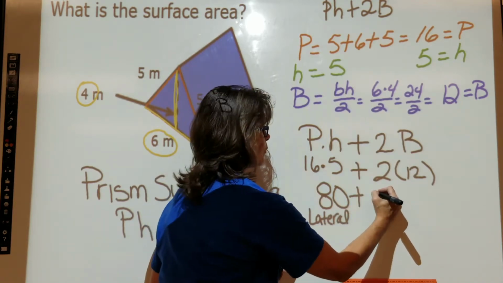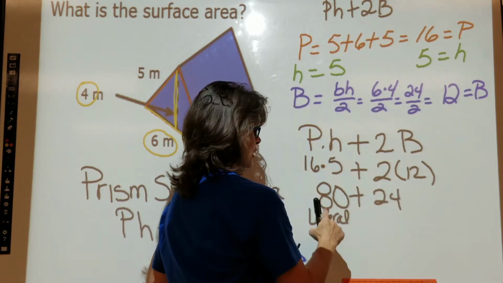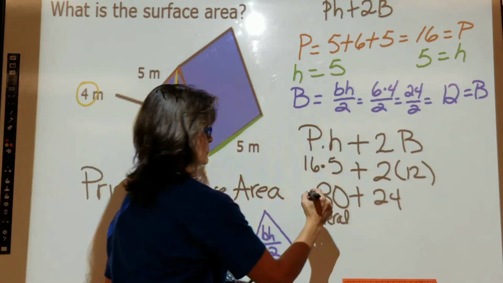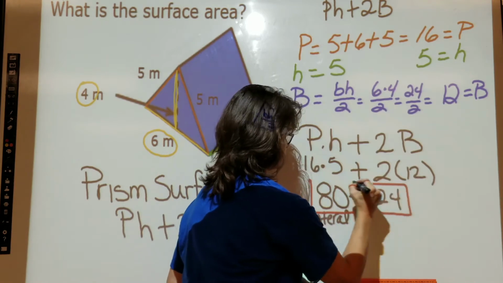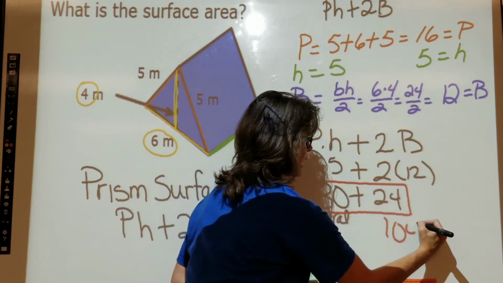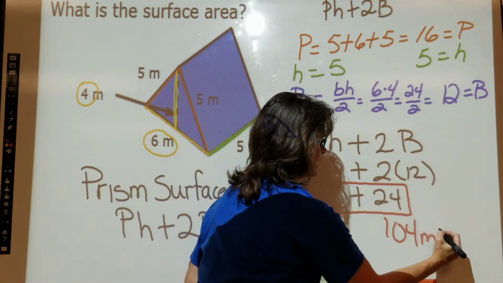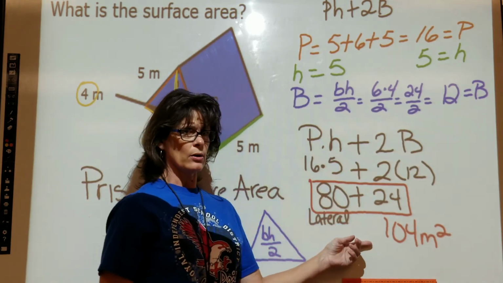And to that, I will add 24. So 80 plus 24 is 104. It is in meters, and it is area, so it is squared.